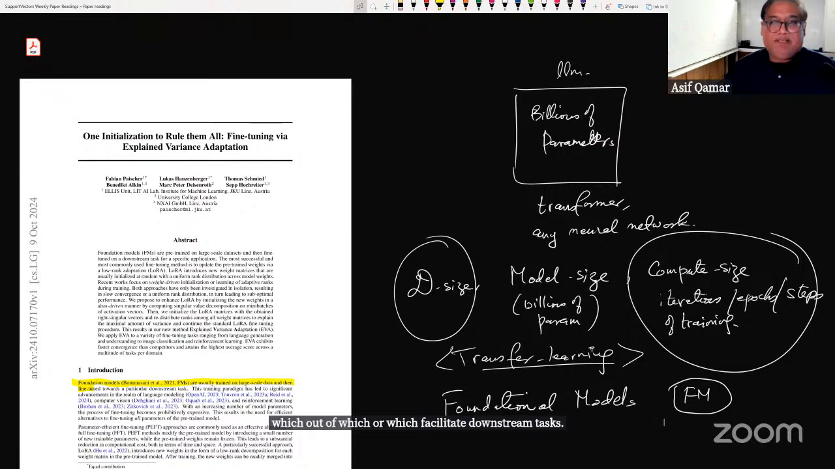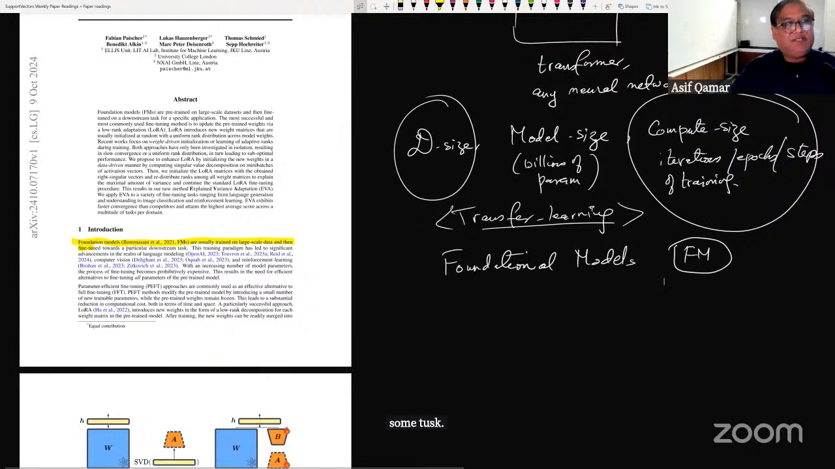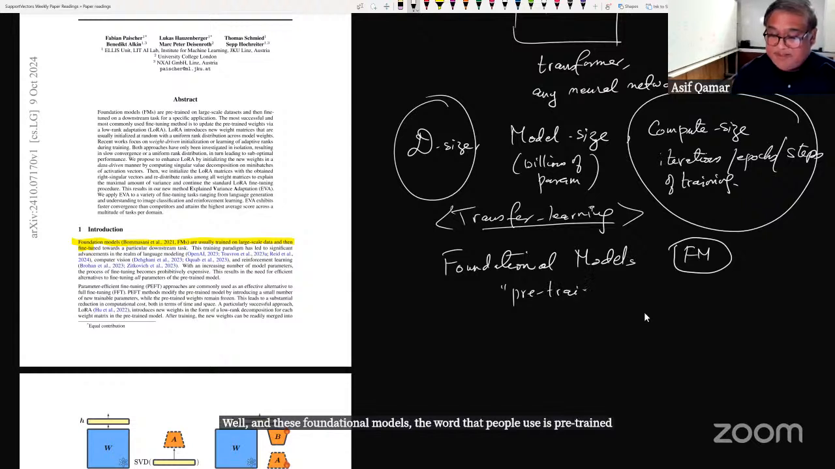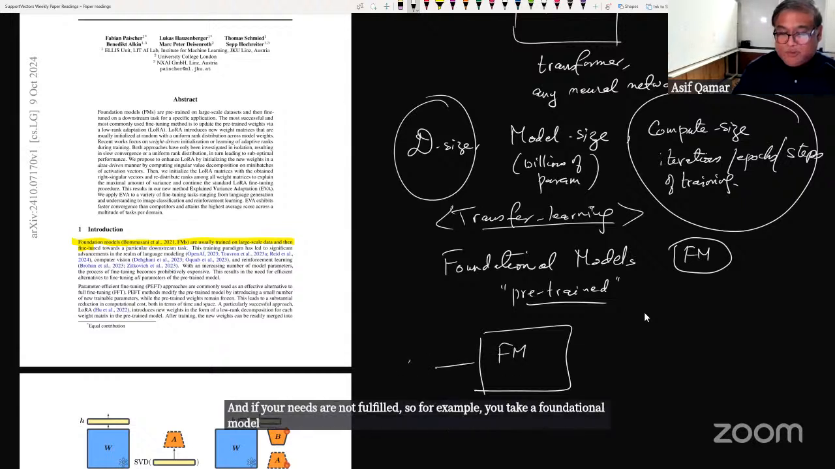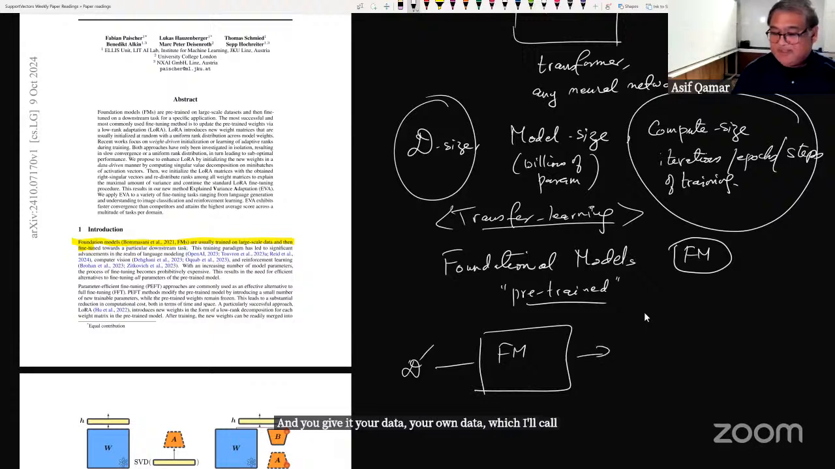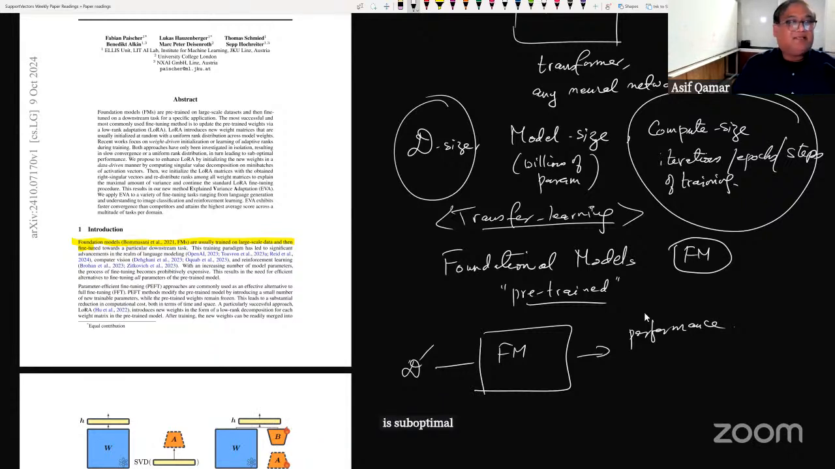Right? So what would happen is, suppose you want to do some task, some classification task. You can use a foundational model and try to do that, and it may work well enough. These foundational models, the word that people use is pre-trained. These are pre-trained and released models. Then if your needs are not fulfilled, so for example, you take a foundational model and you give it your own data, which I'll call D prime, and then you notice that the performance is suboptimal. Right? There is scope for improvement.